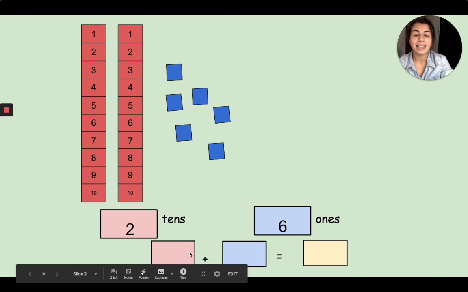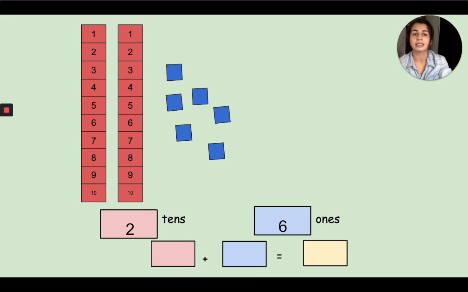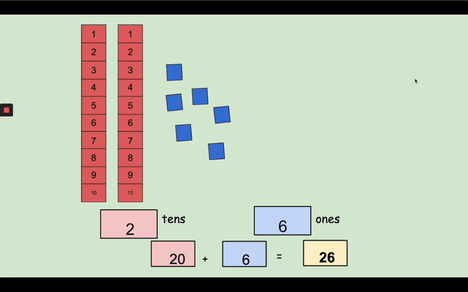Now, when we move down to our addition sentence, in the tens box, are we going to write the number 2 or are we going to write what 2 tens really is? That's right. We know that 2 tens is the number 20, right? We can count by tens. 10, 20. So 20 plus, how many ones are there? 6, that's right. 20 plus 6 is 26. Excellent. So let's move on.